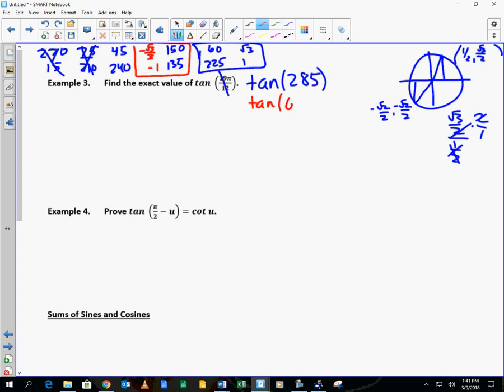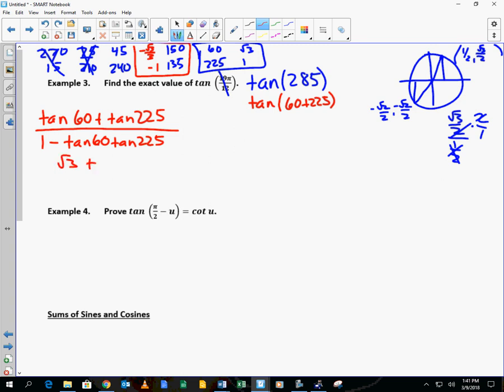Tangent of 60 plus 225. Expand. Tangent 60 plus tangent of 225. Very good, Gracie. Divided by... What's tangent 60? All right, cool. I guess we decided that, didn't we? Plus tangent of 225. 1 divided by 1 minus root of 3 times 1, which is root of 3.